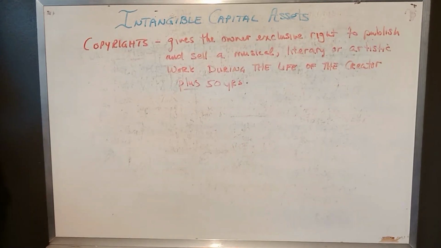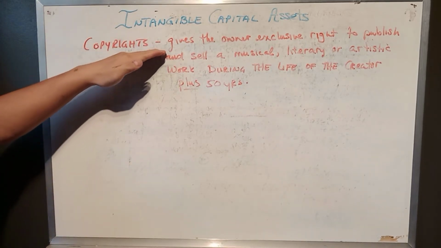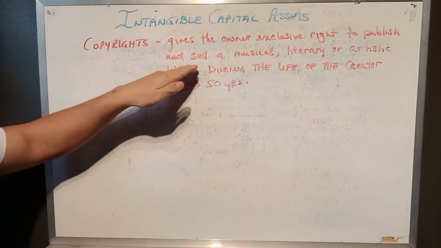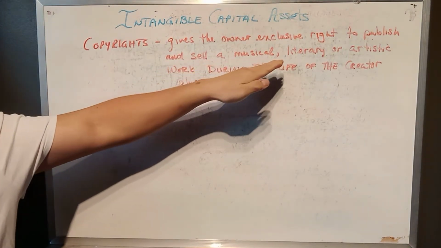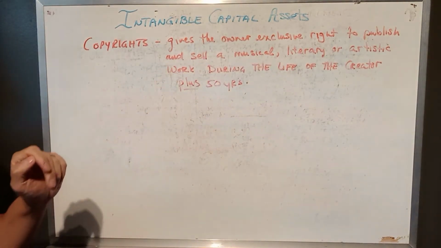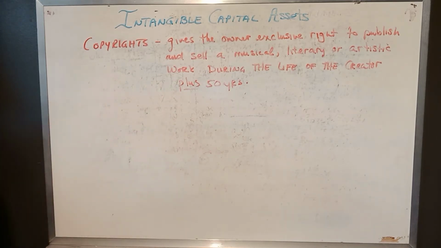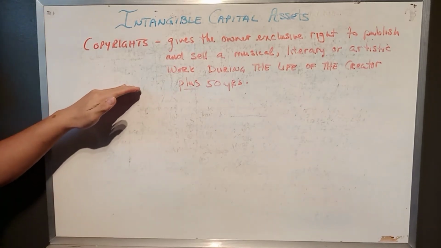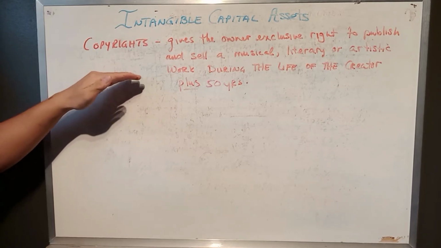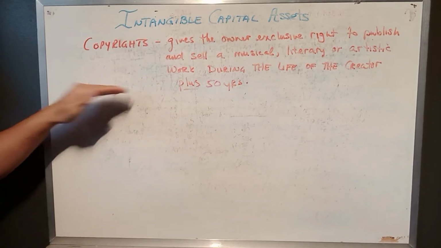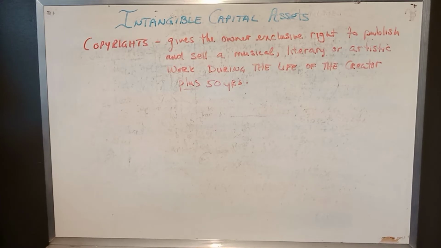So now let's examine what copyrights are. Copyrights give the owner exclusive rights to publish and sell musical, literary, or artistic work during the life of the creator plus an additional 50 years. Just like patents, it's amortized over an estimated useful life, and the only identifiable cost of many copyrights tends to be the fee that's paid to the Copyright Office.